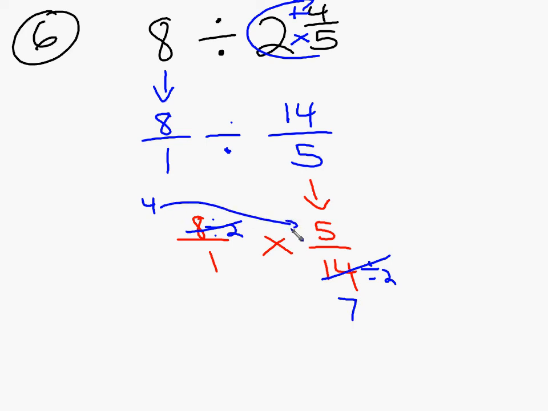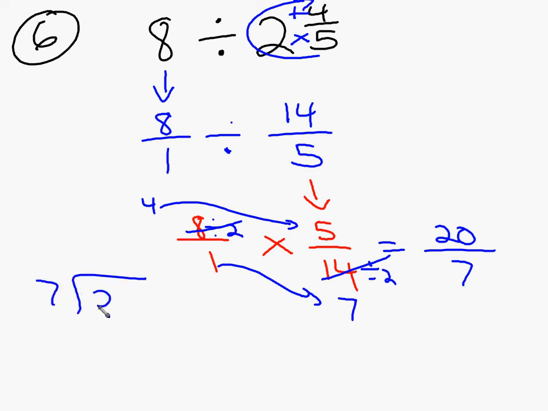Multiply across. 4 times 5 is 20. 1 times 7 is 7. That is improper, so I need to divide 7 into 20. It goes twice with 6 left over, so it's 2 6/7. And we will stop there for today.